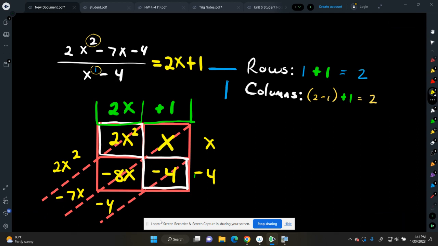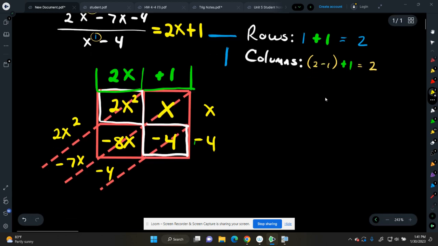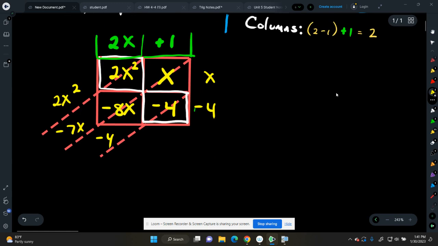Okay? What was the rows and the columns? To tell us how to make our table. Tell us how many rows and columns are in the table.